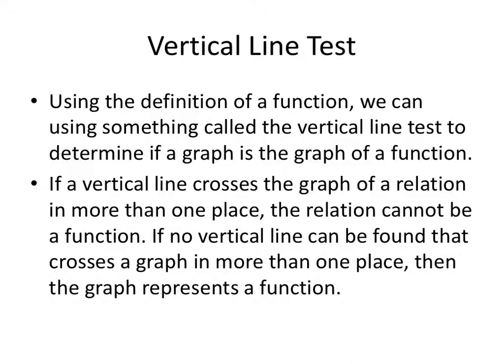So we have a visual way of testing for functions. Using the definition of a function, we can use something called the vertical line test to determine if a graph is the graph of a function, and it says, if a vertical line crosses the graph of a relation in more than one place, the relation cannot be a function. However, if no vertical line can be found that crosses a graph in more than one place, then the graph represents a function. Let's take a look at some examples.